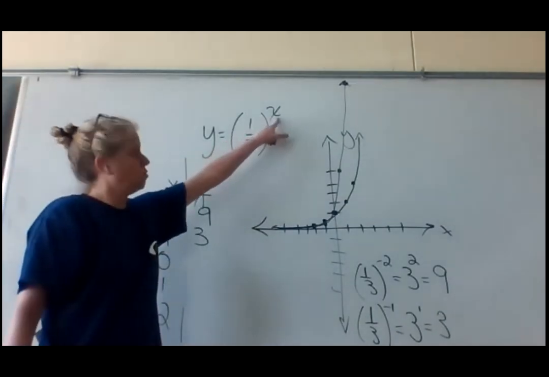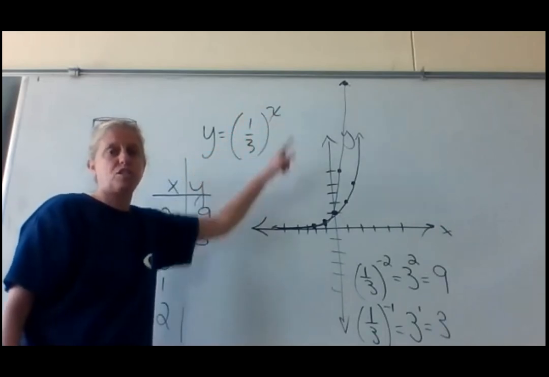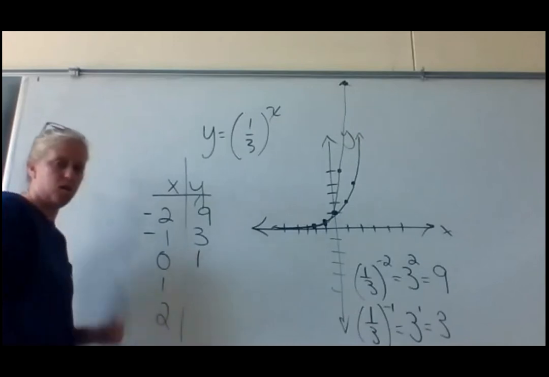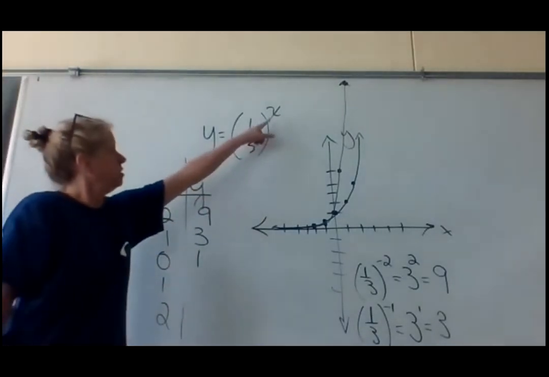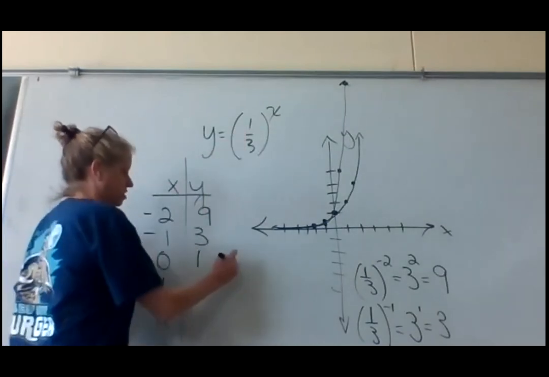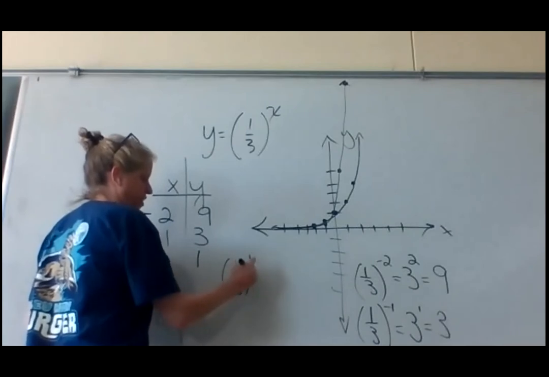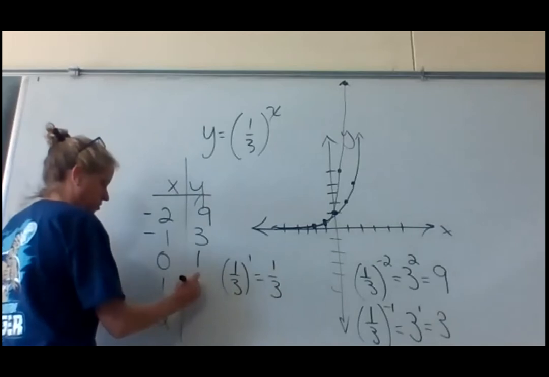Replacing the x with 0. Remember, even if your base is a fraction, if you raise that number to the 0 power, it's going to be equal to 1. Make your exponent +1. So what is 1/3 to the first power? Well, 1/3 to the first power is just 1/3.